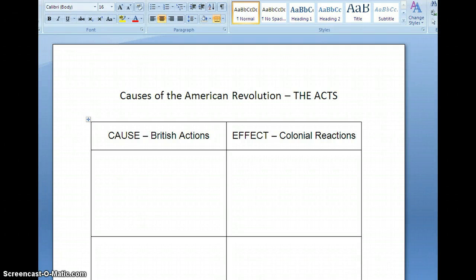We're going to be talking about the causes of the American Revolution and specifically focus on the acts that the King of England placed as laws for the colonies. A lot of times these are taxes that they had to pay, and you'll notice that on our page we have cause on one side and effect on the other. The causes here are the British actions, the things they did, and the effects are how the colonies reacted to that. So we have British actions, colonial reactions.